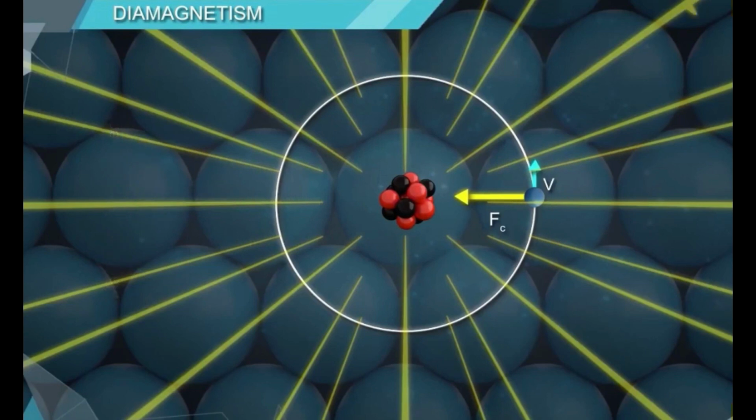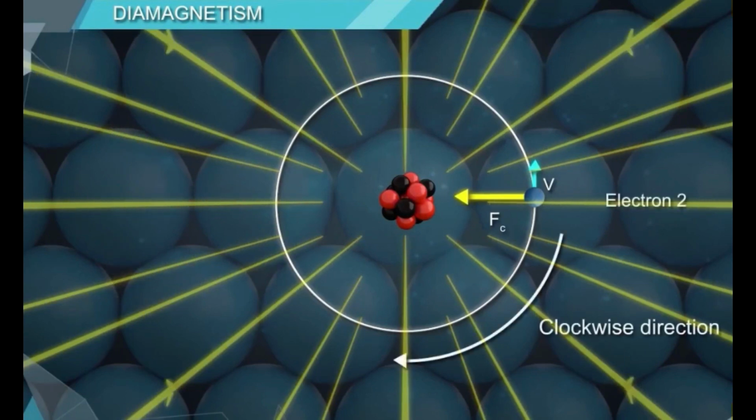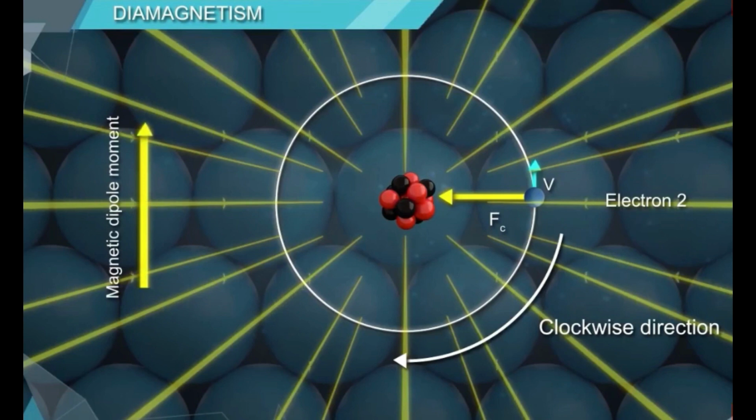On the other hand, in the case of the electron which is moving in clockwise direction, the Lorentz force acting on the electron will be in the radially inward direction. Since these two forces are acting on the same line and in the same direction, the effective centripetal force acting on the electron will increase. Due to this, the velocity of the electron will also increase. Due to increase in velocity, the magnetic dipole moment of the electron will increase.